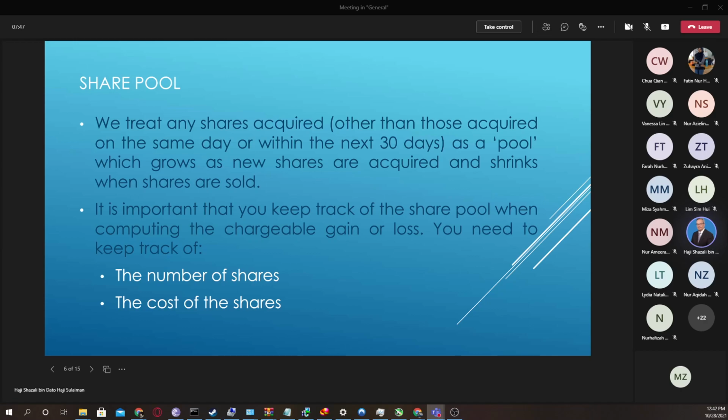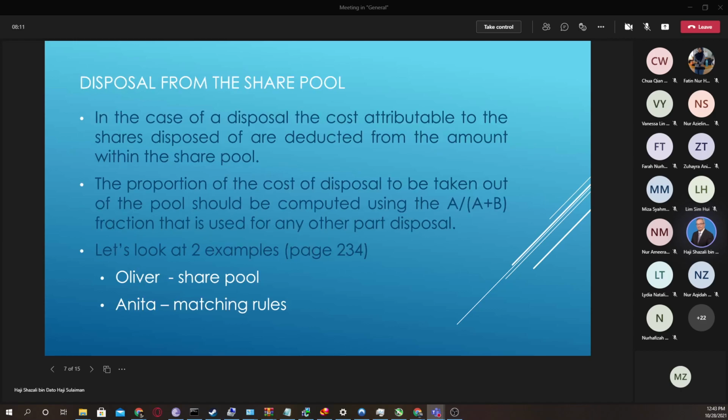And not only in exams, but in real life, when you submit your tax computations to the authorities, it is important that you keep track of the share pool when you compute your chargeable gain or loss. So it's very important that you know how to keep track of the number of shares and the costs of shares. So I think probably the next one is just going through this one.